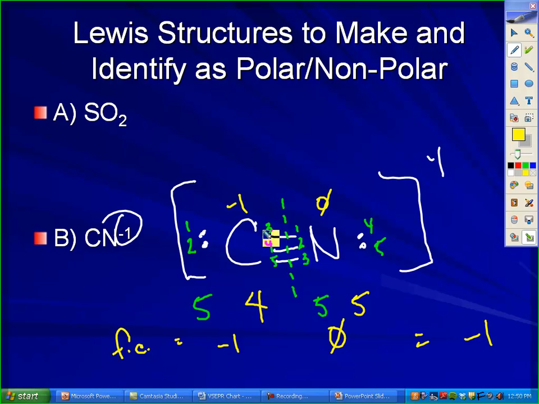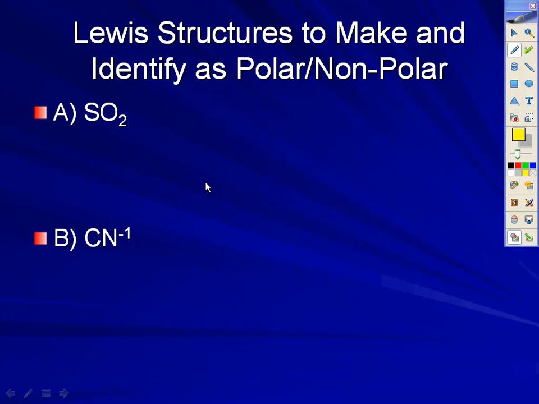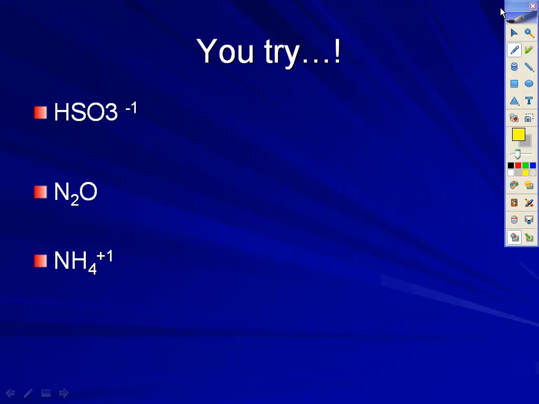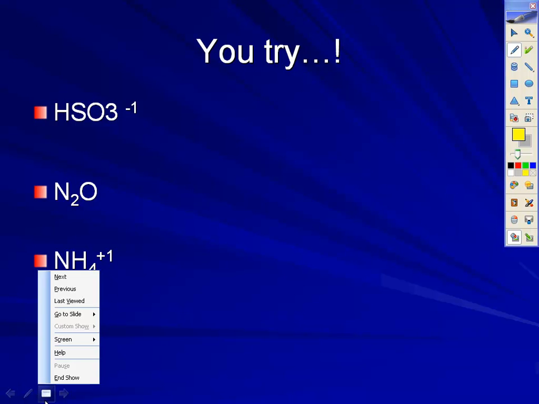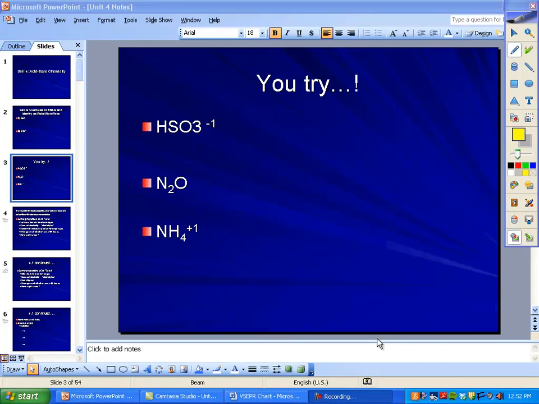So what I'd like for you to do next is I'm going to put 3 on the screen. I'm going to ask for your substitute to pause the video here and have you try those 3 on your own. Try the Lewis structure, the shape, polar or nonpolar, and then formal charges for those 3. That should take you a little bit of time, and then we'll go through the answers. So here are the ones I would like you to do, and then I will put the answers on the screen. We've got HSO3 -1, that's the bisulfite ion, we've got dinitrogen monoxide, and we've got the ammonium ion. Please try those for me, and then I will show you the answers up on the screen.